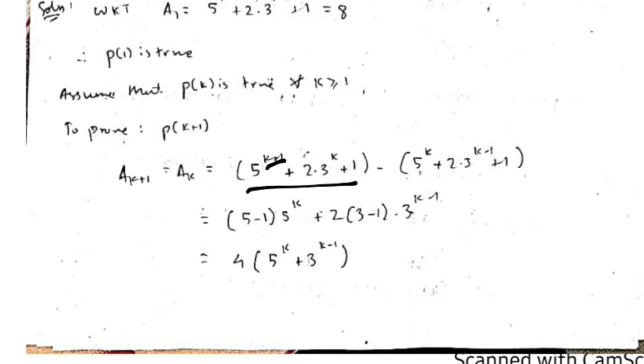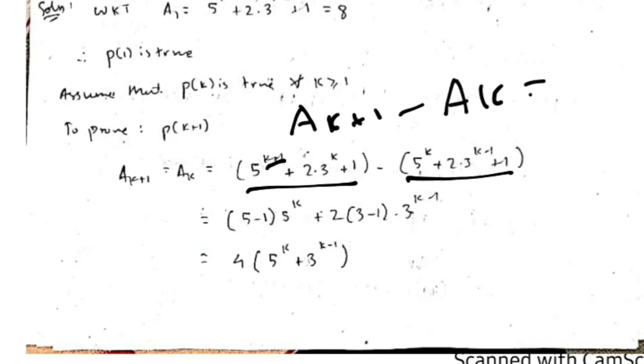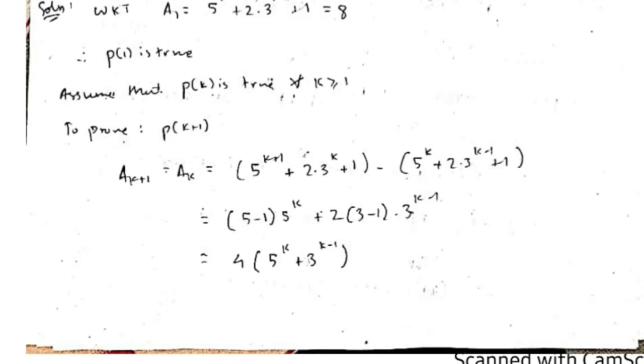Okay, in the same way you will write here minus the previous one. So what we are writing here is a of k plus 1 minus a of k. Okay, so that should be giving us 8, or 8m, because it's a multiple of 8. Okay, so let's see further.